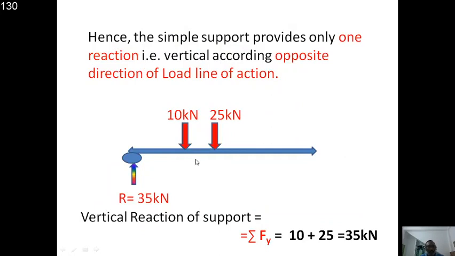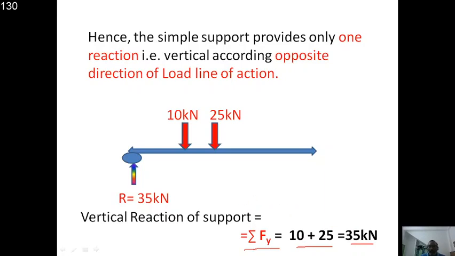So this problem is given to find the reaction of the simple support structure. There are two loads acting on a load transferring element, 10 kilonewton and 25 kilonewton, and assuming the self weight of the load distributing element is ignored. The reaction is calculated using sigma F of y equal to the algebraic sum of the forces. Therefore, 10 plus 25, both acting downward, taken as positive. So the total action is 35 kilonewtons.